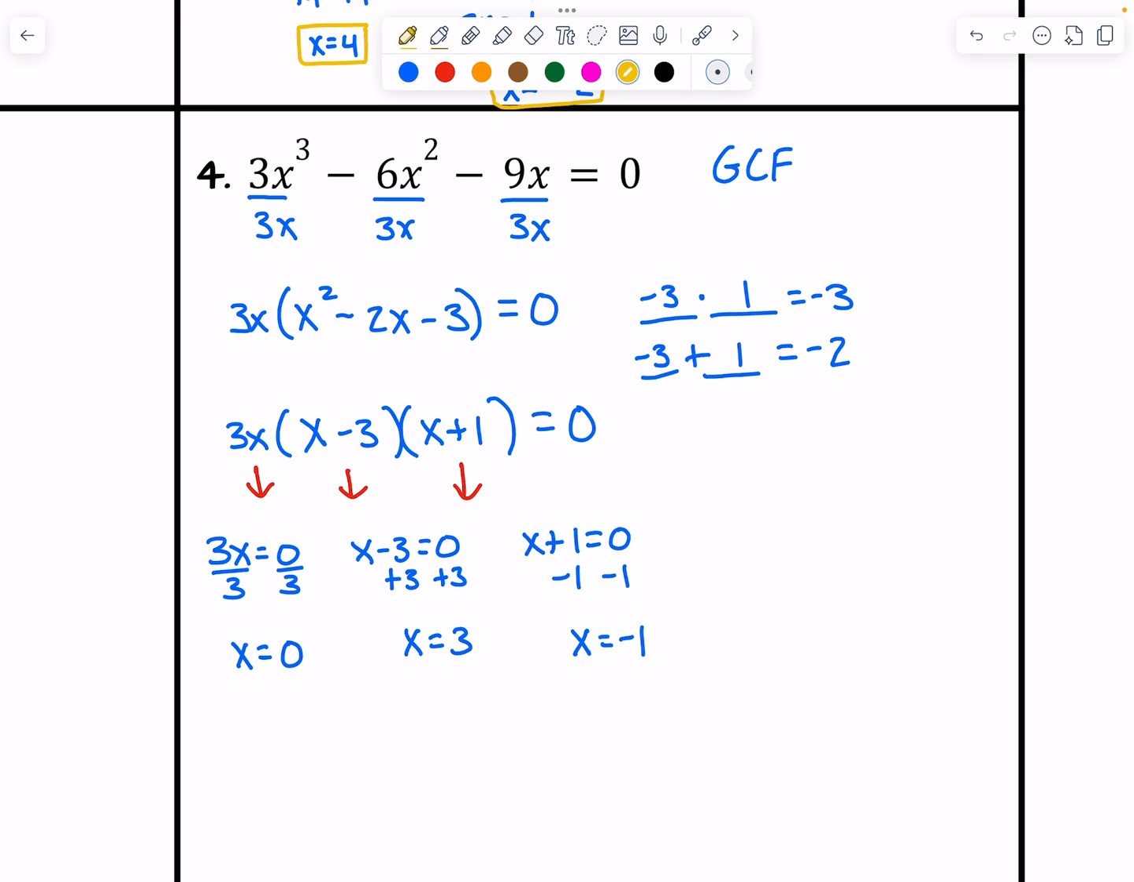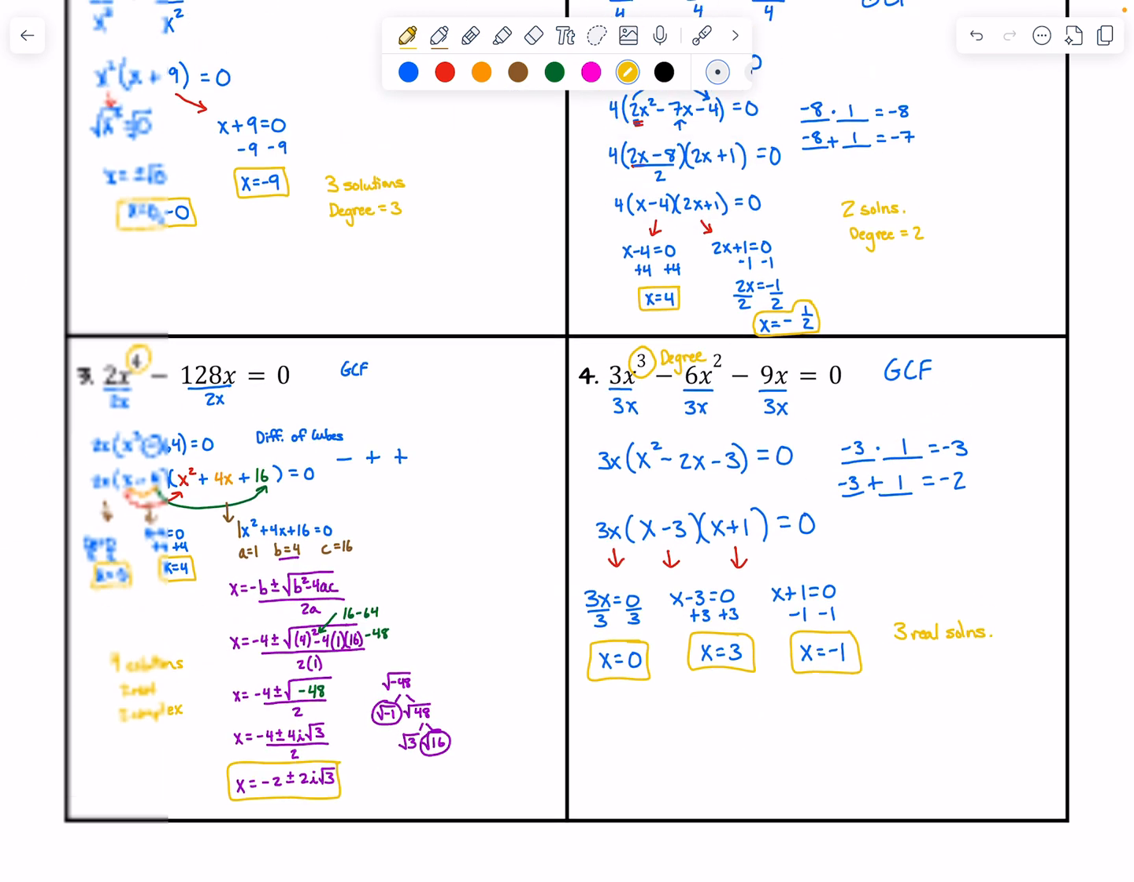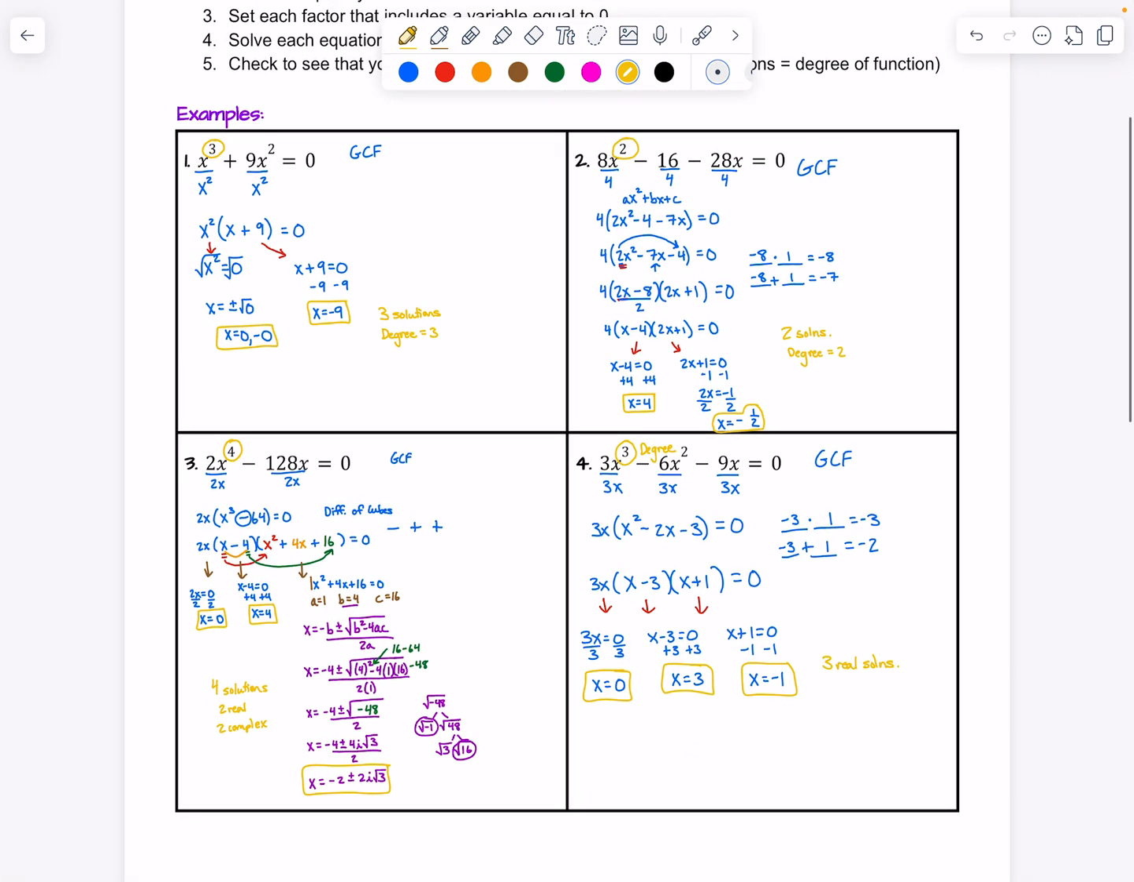And then check and make sure you have the right number of solutions. So I see I have a degree of 3. And I have 0, 3, and negative 1 are 3 real solutions. So all that looks great for number 4. And that's it for a few examples of how to solve a polynomial by factoring.